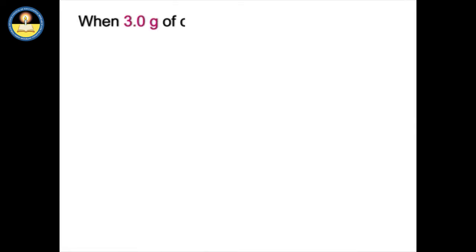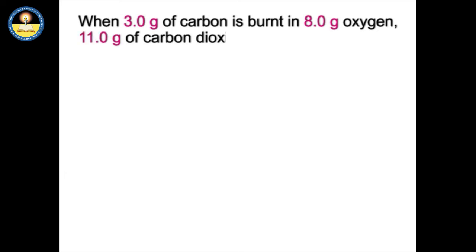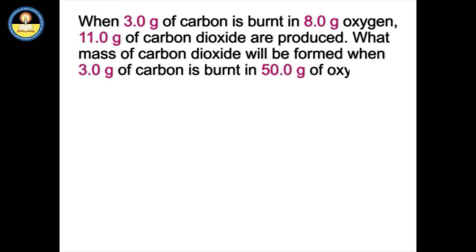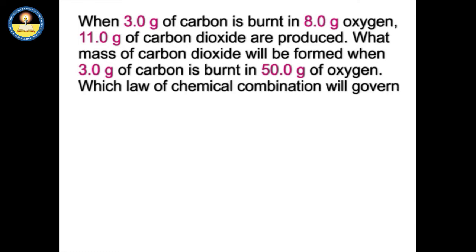Let us now try to solve a problem. The problem is, when 3.0 grams of carbon is burned in 8 grams of oxygen, 11 grams of carbon dioxide are produced. What mass of carbon dioxide will be formed when 3 grams of carbon is burnt in 50 grams of oxygen? Which law of chemical combination will govern your answer?